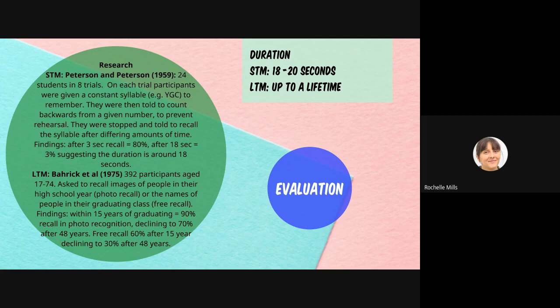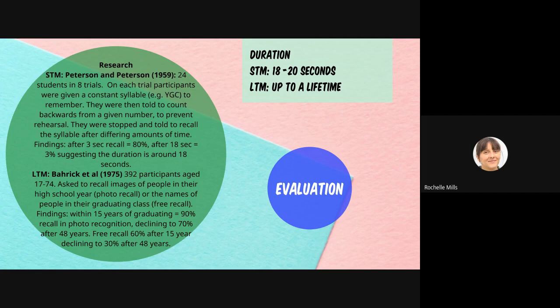These 3 letters would be random and they wouldn't be in a particular order. So it wouldn't be like ABC. An example there is YGC. So these are letters that are not in an order that we can already remember. So they were given this triad of letters, and they were told to count backwards from a given number. So count backwards from 100, and counting backwards prevented them from rehearsing that information.